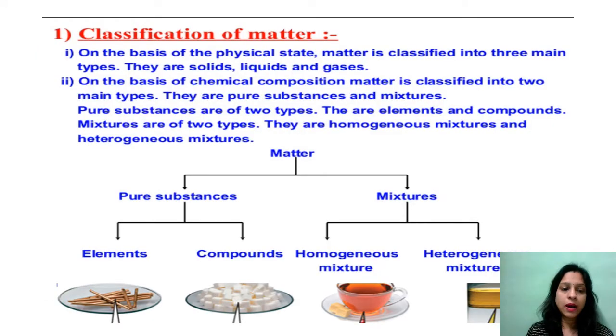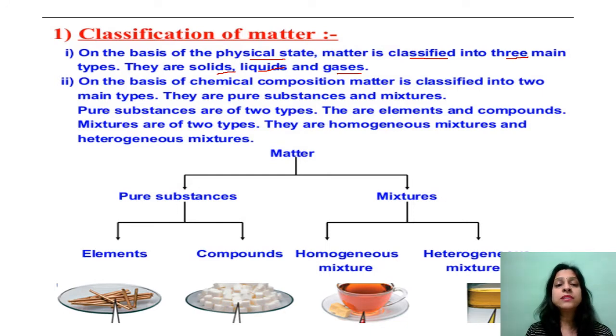If we are talking about the classification of matter, that is, how we can classify matter, on the basis of physical state, that is, how it looks, what its physical appearance is, we can classify matter into basically three categories. That is solid, liquid and gases, which you have already studied in your previous chapter as well as in your previous classes.